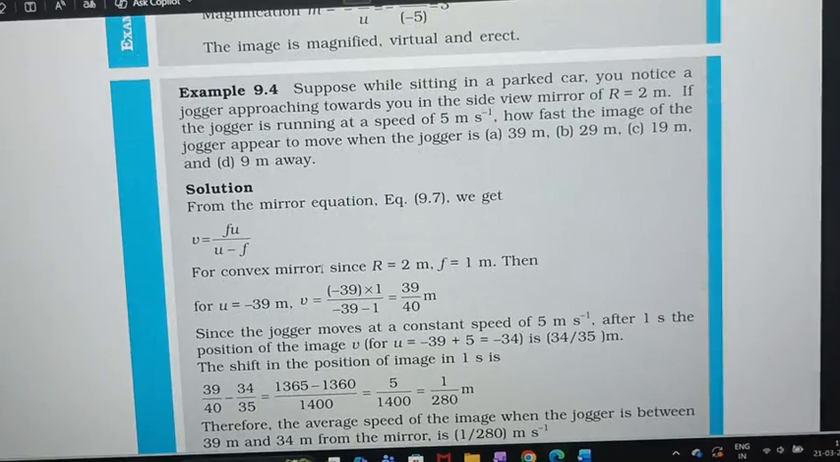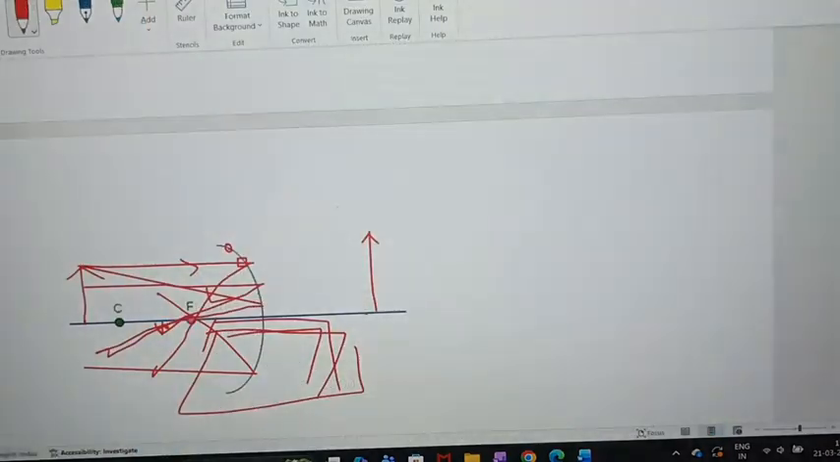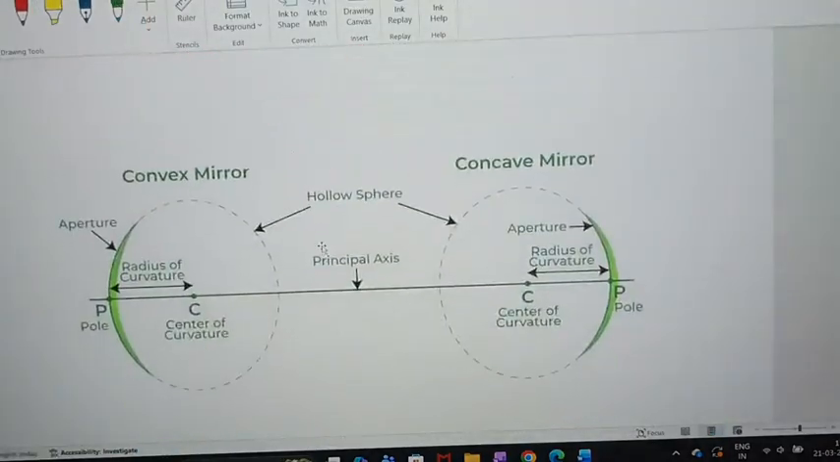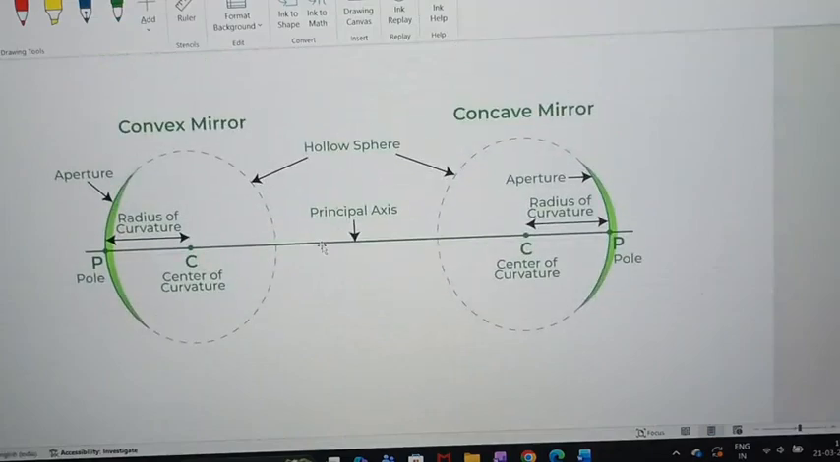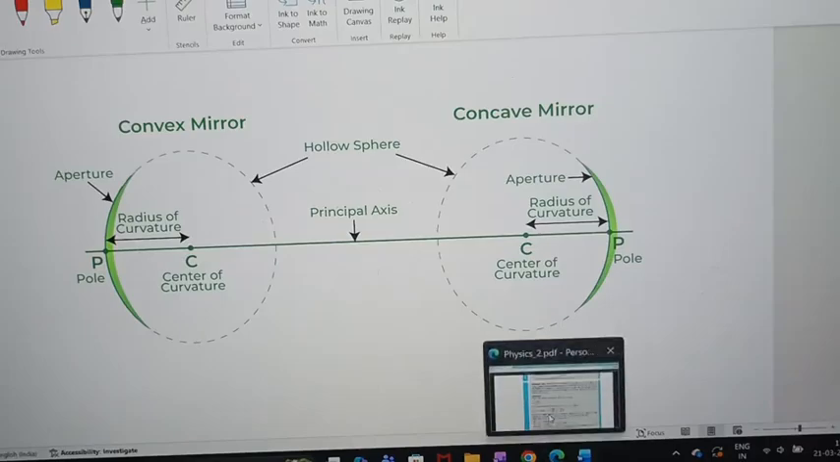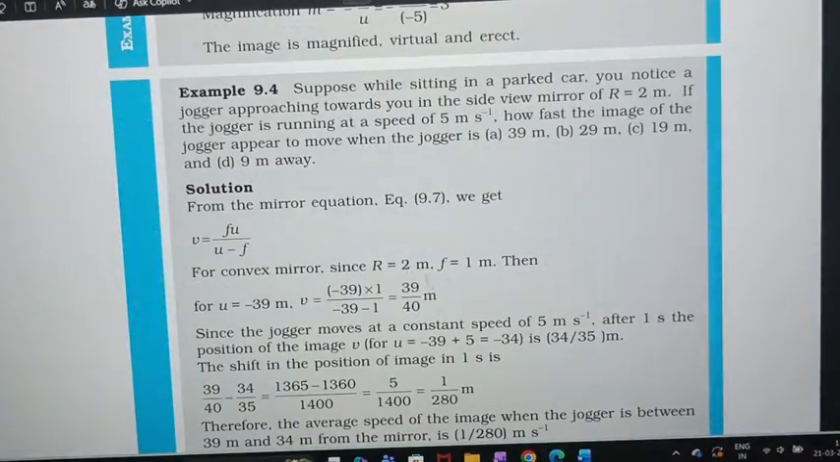Now this is a convex mirror, so focal length should be positive, because in a convex mirror the principal focus will be towards the right side, as over here. Yeah, in a convex mirror, the center of curvature and principal focus will be over here, towards the right side, so it is positive. We can find that out again using the same formula. F is equal to R by 2. So 2 by 2 is 1 meter. So we have put that, and object distance will always be negative. So put it, then you will get the image distance.